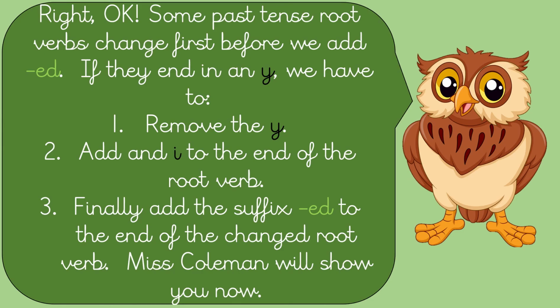Right, okay. Some past tense root verbs change first before we add ed. If they end in a Y, we have to... Wow, there's a list, guys. Have you seen this? One, remove the Y. Wow, so we've got to take the Y off the end of the root verb. Add an I to the end of the root verb. Right, so we've crossed off the Y. Now we need to put an I at the end. Finally, add the suffix ed to the end of the changed root verb. Miss Coleman will show you now.